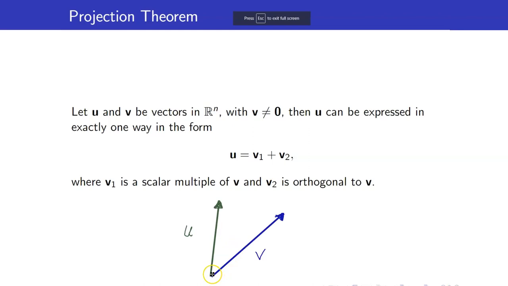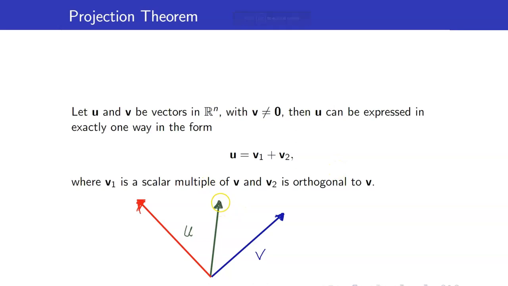Suppose these are my vectors U and V. This theorem is saying that we can write U as a sum of two vectors where one vector is parallel to V, or it's in the direction of V, and the other vector is orthogonal to V. Let me first draw a vector which is orthogonal to V, let's say that one. What would be my V1 and V2?